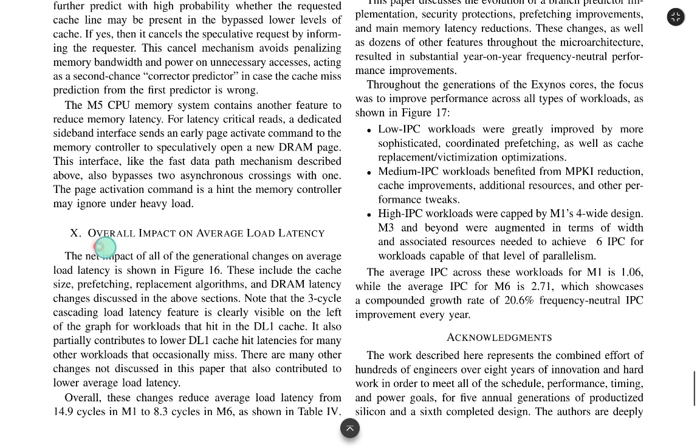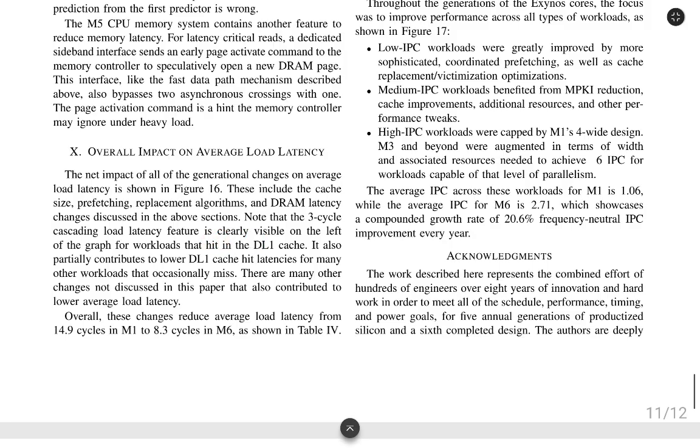Chapter 10. The overall impact on average load latency. The net impact of all the generational changes on average load latency is shown in figure 16. These include the cache size, prefetching, replacement algorithm, and the DRAM latency changes discussed in the above sections. Note that the three-cycle cascading load latency feature is clearly visible on the left of the graph for workloads that hit in the DL1 cache.